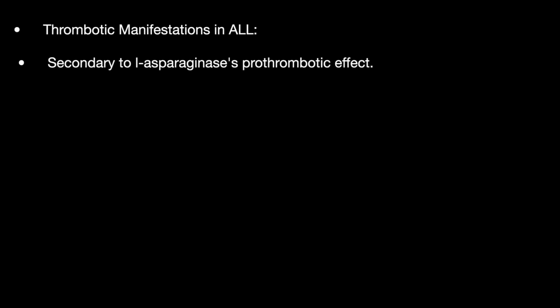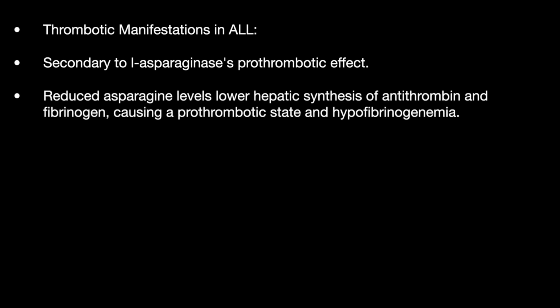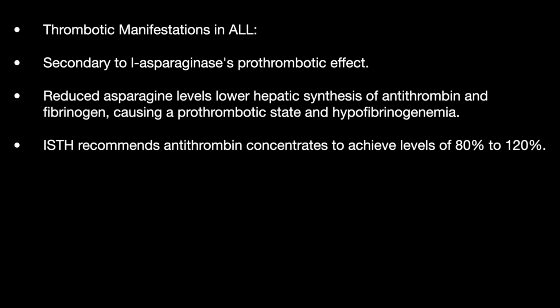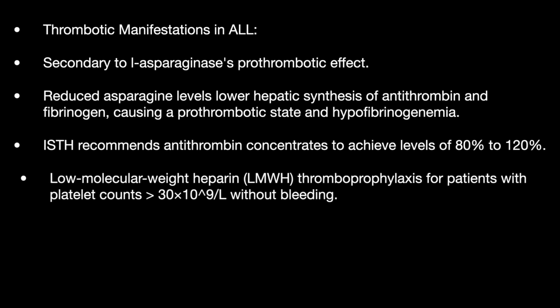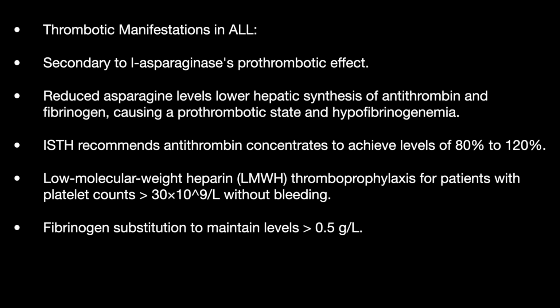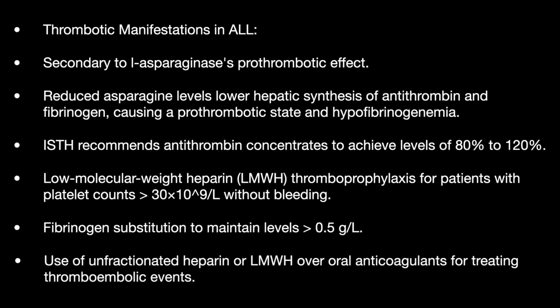Thrombotic manifestations in ALL patients are secondary to the thrombotic effects of L-asparaginase, which reduces asparagine levels and lowers hepatic synthesis of antithrombin and fibrinogen, causing a prothrombotic state. ISTH recommends antithrombin concentrates to achieve levels of 80% to 120%. Use low molecular weight heparin thromboprophylaxis with platelet count more than 30 without bleeding. Fibrinogen substitutes to maintain a level of 0.5 gram per liter. Use unfractionated heparin or low molecular weight heparin over oral anticoagulants for treating thromboembolic events.